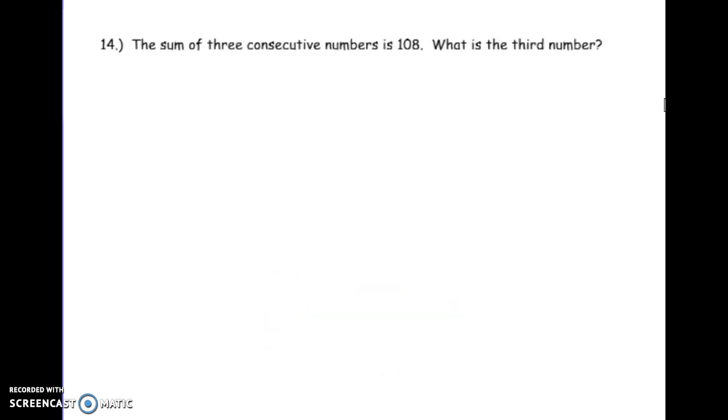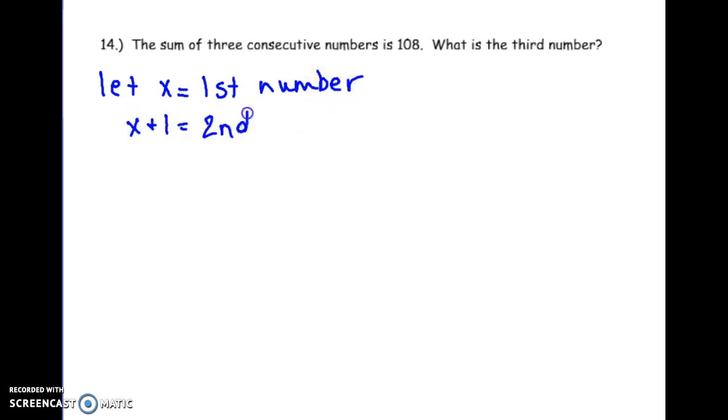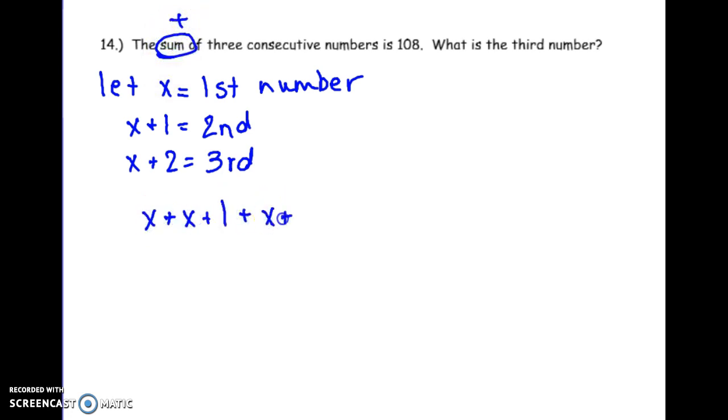Number 14, the sum of 3 consecutive numbers is 108. What is the third number? So let's let x be the first number. If x is the first number, then the second number is going to be x plus 1 because it's consecutive, and the third number is going to be x plus 2. So that's our third number. If we take the sum, that means we're adding them together. So we take our first, we add our second, and we add the third, and we should get 108.